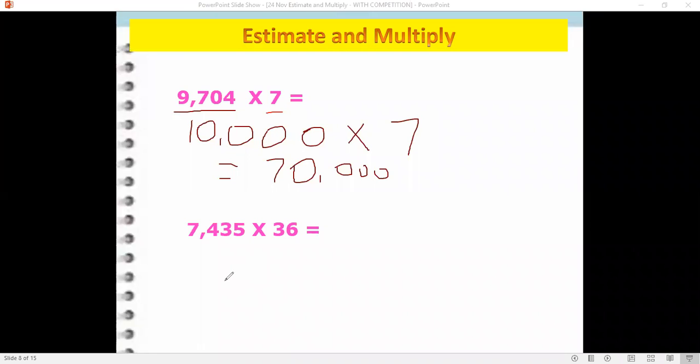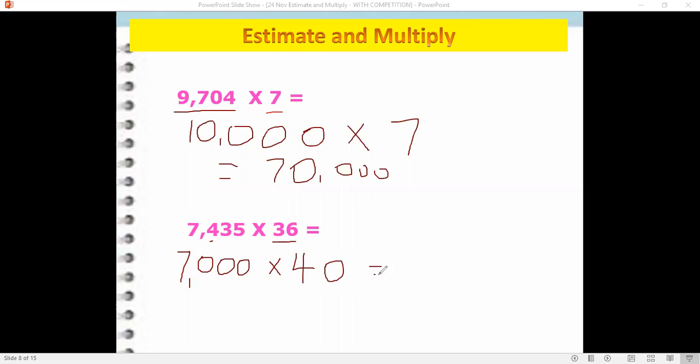Let's have another example. If you notice, we have 7,435 times 36. So we have 2 digits here. Are we going to round both factors? Yes, because the second factor has 2 digits, so we need to round 36 as well. Let's round this one. The 100 place is just 4 or less, therefore let's ignore it. So we'll just have 7,000. Then the next one, 36 is closer to 40. So this will be 40.